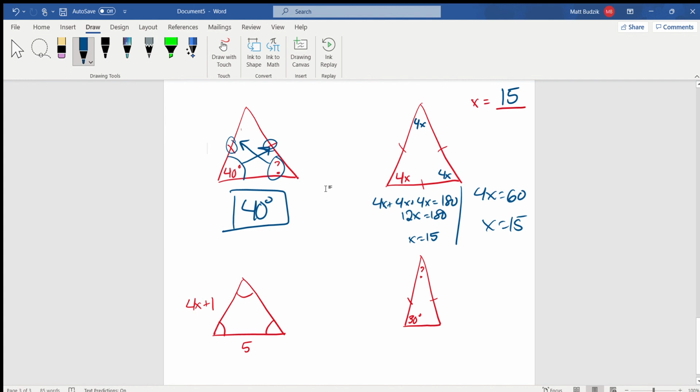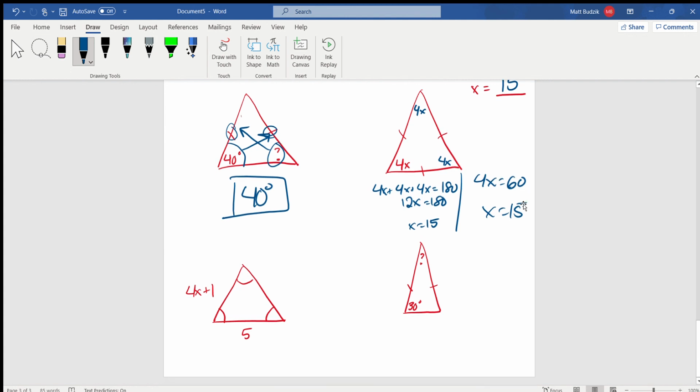Next one, we have an equiangular triangle. What does that mean? Correct, all the sides are congruent. So that means we know that 4x plus 1 is equal to 5. So if I subtract that 1 over, 4x is equal to 4. So my x here is 1. There we go.